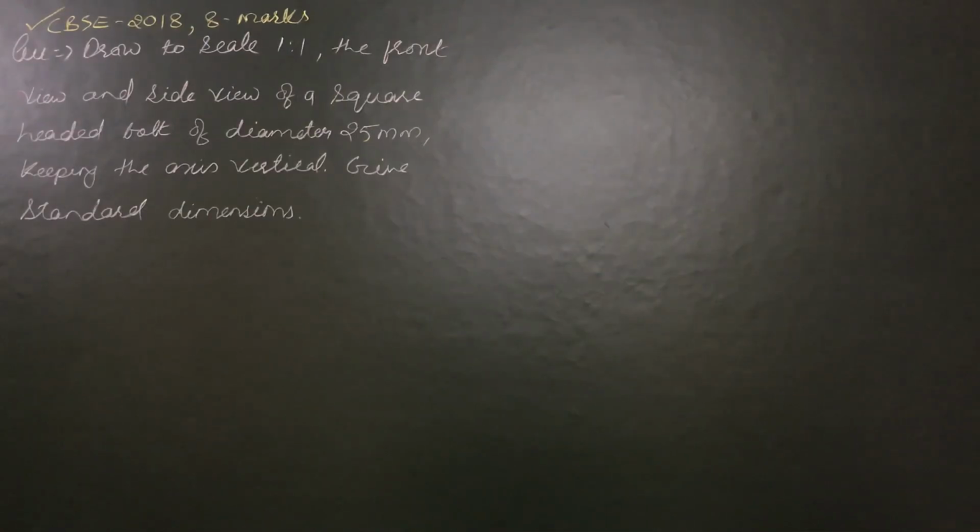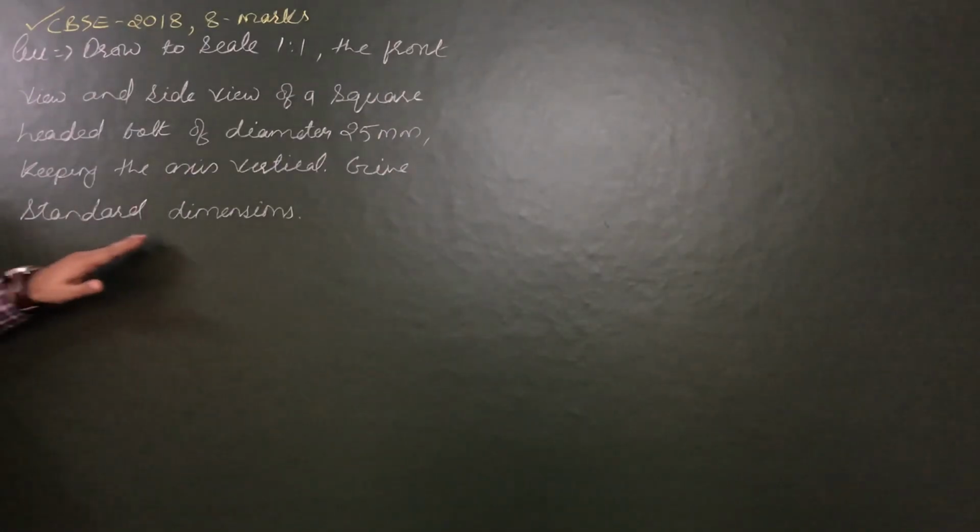Now let's try to solve a problem. This problem was asked in the CBSE examination 2018 for 8 marks. Draw to scale 1:1 the front view and side view of a square-headed bolt of diameter 25 mm, keeping the axis vertical. Give standard dimensions.